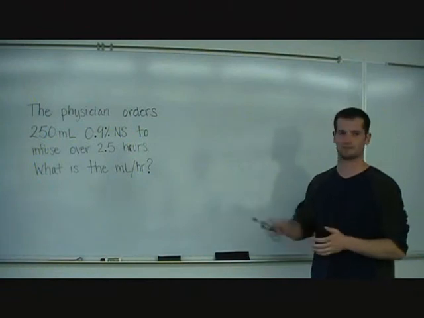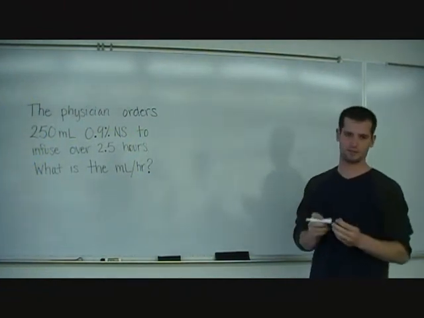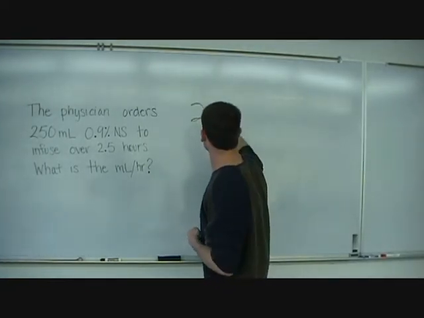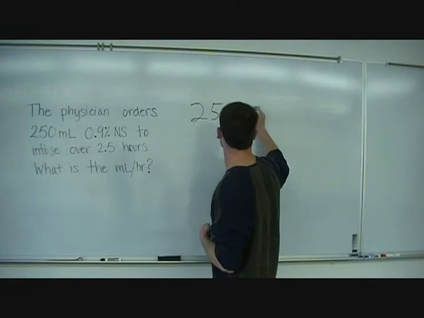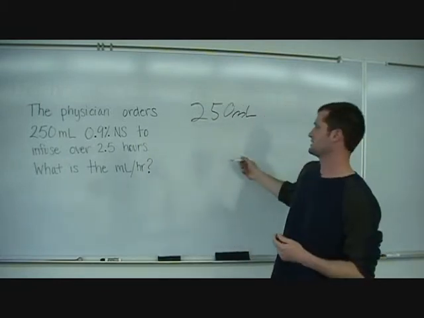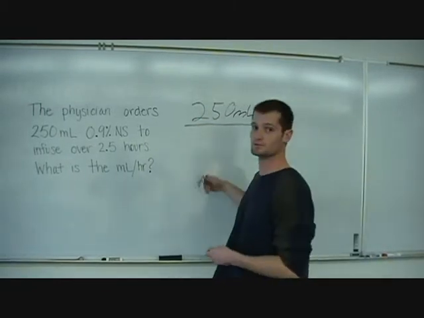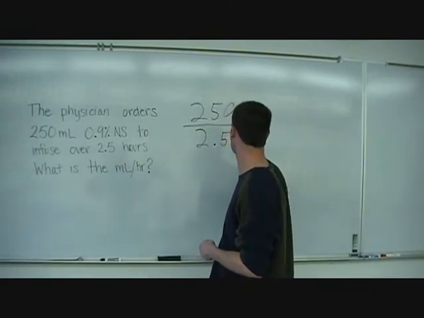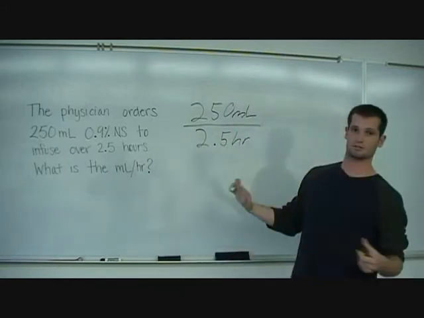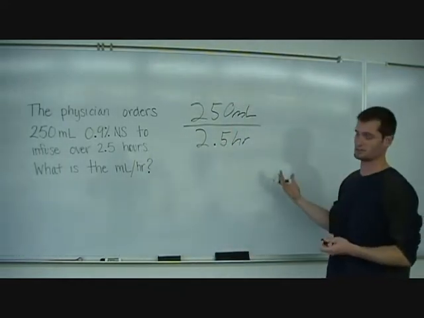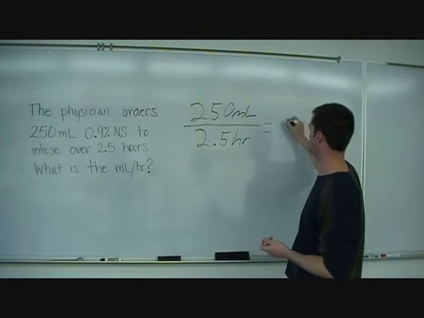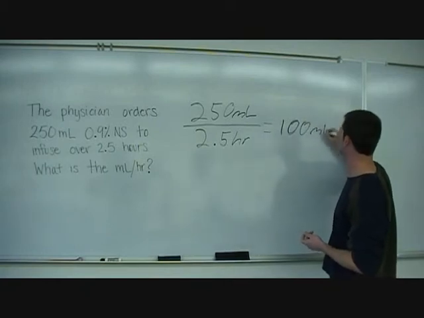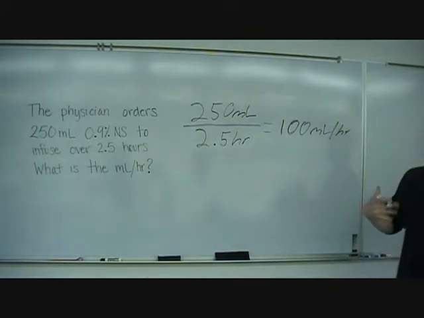Alright, Mathias, once again here, I'm going to show you the problem that Mia did earlier, just a little different way. So you have 250 milliliters. We're going to infuse it over 2.5 hours. So essentially, a real quick way to do it, 250 milliliters divided by 2.5 hours, and that will give you 100 milliliters per hour.